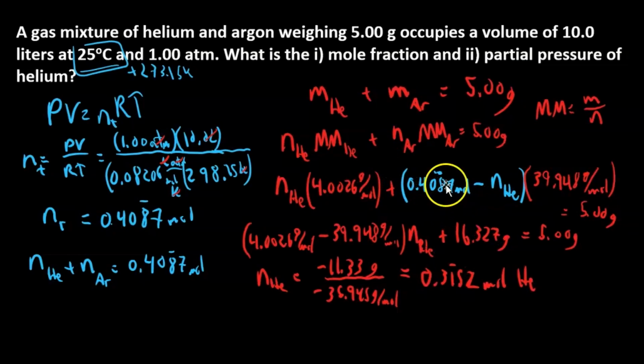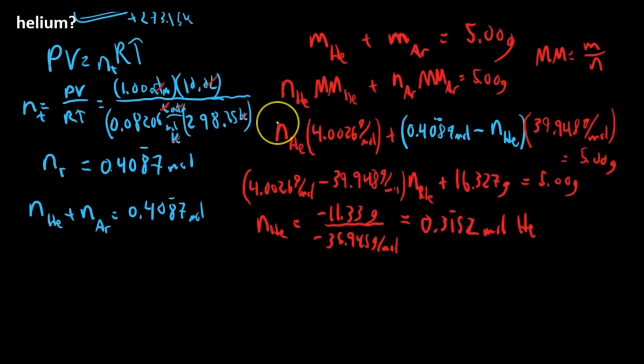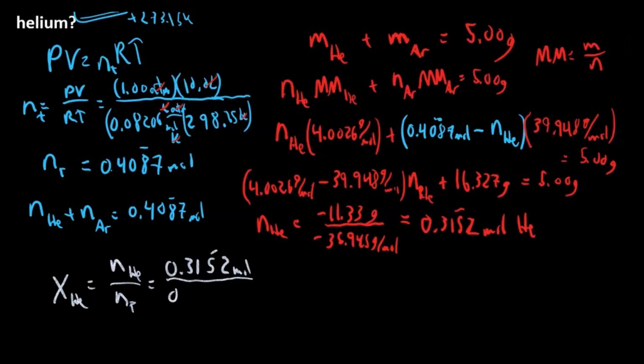Now that we know how many moles of helium there are, we can easily obtain the mole fraction. So the mole fraction of helium, there's 2 ways for an ideal gas: the moles of helium divided by the total moles. The other way is with pressures, which we'll use shortly. So we know the moles of helium, 0.3152. Oh, this should not be over the 1. It should be over the 5. 3 sig figs. Moles over the total number of moles.